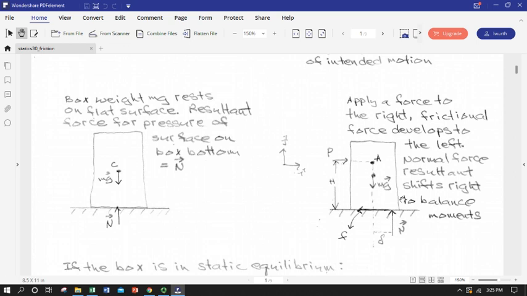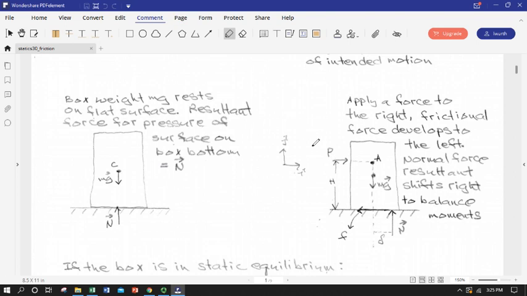So same box, same weight. We're going to apply a horizontal force P to this box that is in line with point A. Sorry, let me draw a line here. So there's the line of action of force P, which goes through point A. So we have the weight coming down. That force is going to cause the box to want to slide across the floor.